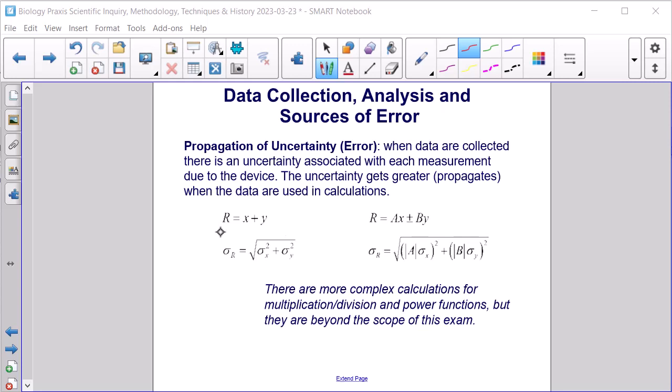The calculation of this error is a differential calculus problem, okay? But it results in this exact formula for the propagation of error and what we see here as the standard deviation. And this is often what's reported, the standard deviation. Again, there are some more complex calculations, but they're beyond the scope of what we need for this praxis exam.